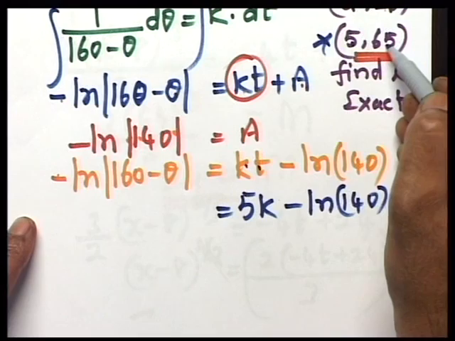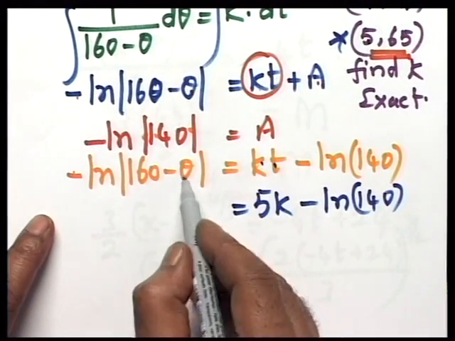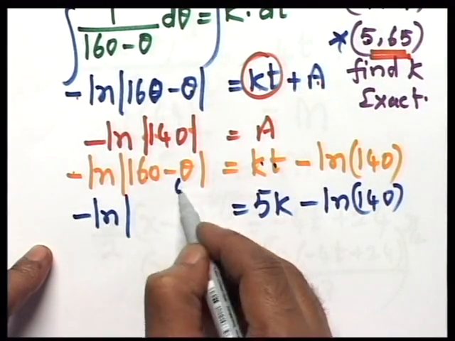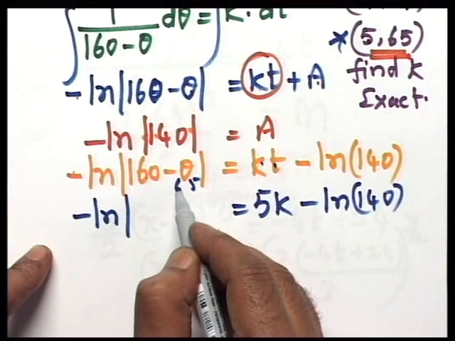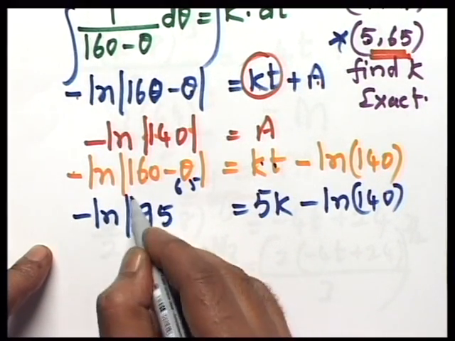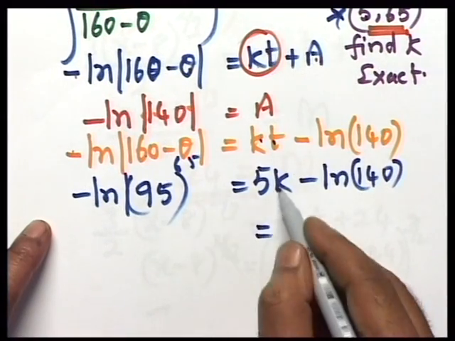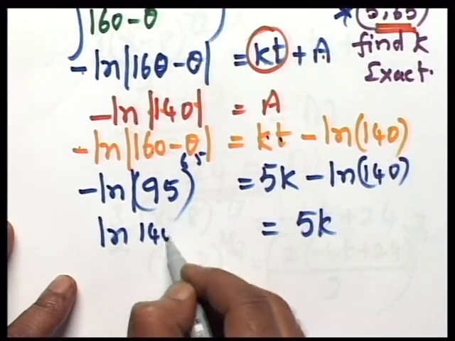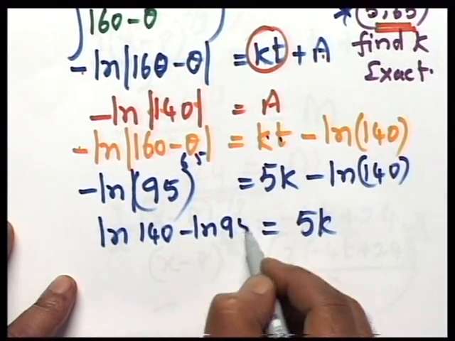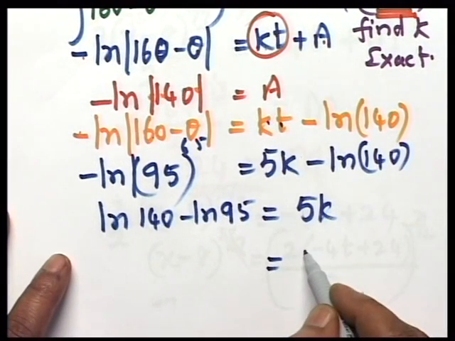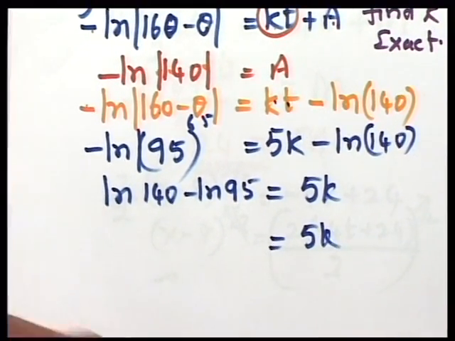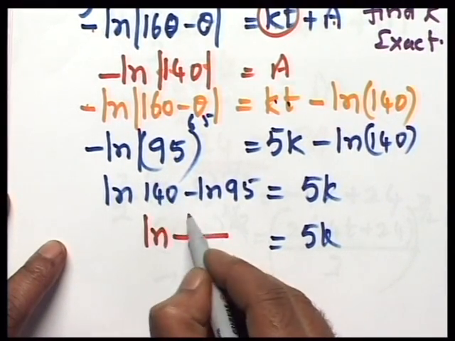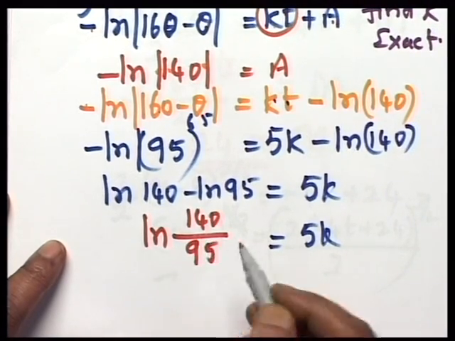What they said was θ is 65. So let's go ahead and substitute 65 there. So it's minus ln(160 minus 65). So it's 95, correct? 95, that's also in one bracket. That's what we have. So 5k is equal to, transfer that here, ln 140 minus ln 95. That's what I get. So 5k is equal to, you all know what to do. Log a minus log b is log a divided by b. 140 divided by 95.